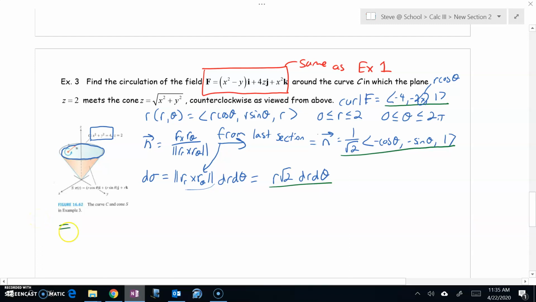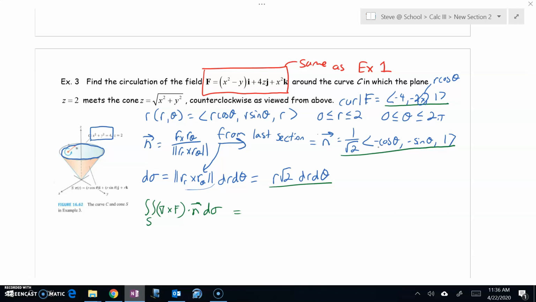Let me actually write it like this. So we're going to be doing this now. We're finding the circulation again, this means curl, which we have, dotted with n d sigma. So we're going to set this up, and what this looks like is when you do the dot product of the curl and the n, the normal vector.